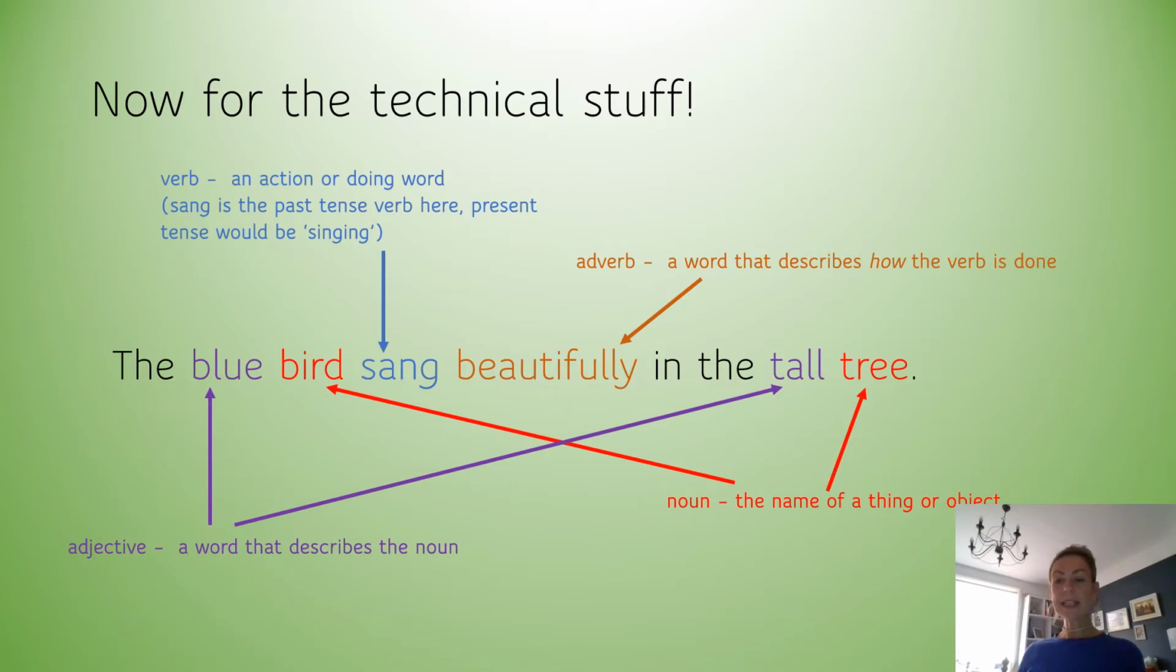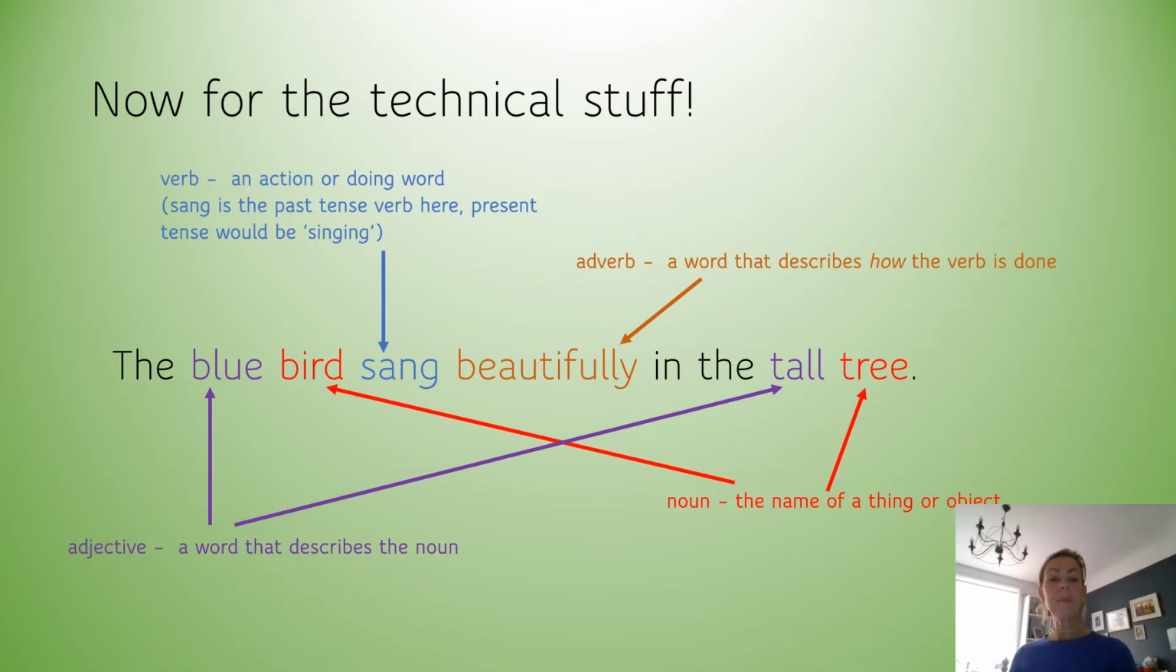In this case, the verb is in the past tense, so he sang in the tree. You could put he is singing in the tree or was singing in the tree, and that would still be a verb, but a different tense of the verb. The adverb, that's the word beautifully in this sentence, that's an orange word. That's a word that describes how the verb is done. So he sang beautifully, and quite often adverbs end in ly, in the ly sound. Not always, but quite often.